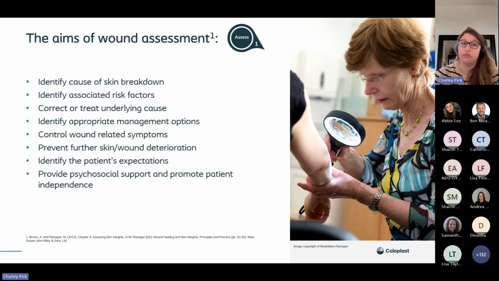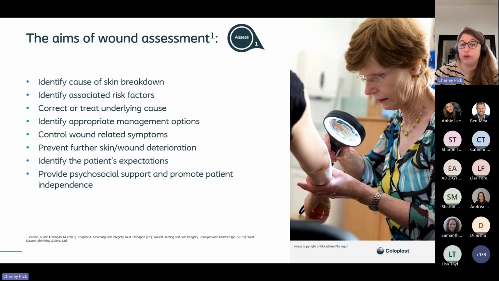That will, as I say, help you identify those appropriate management options. It will help you to control wound-related symptoms. So if you have got lots of wound exudate, if you've got an odour with that wound, if the exudate is purulent, thick and pussy, it can help you to control those symptoms. Can prevent further skin or wound deterioration.